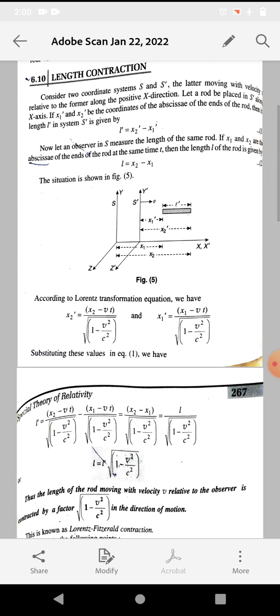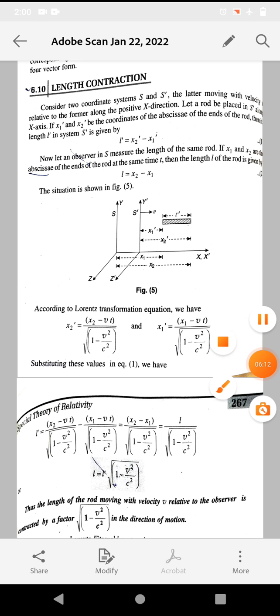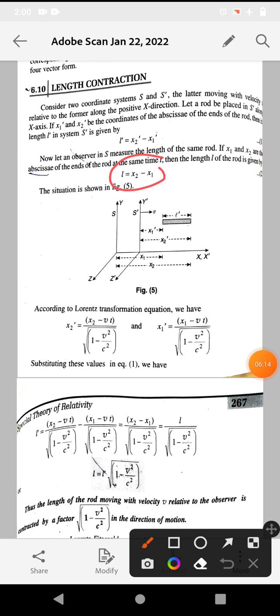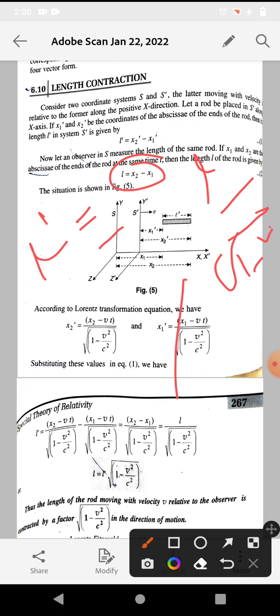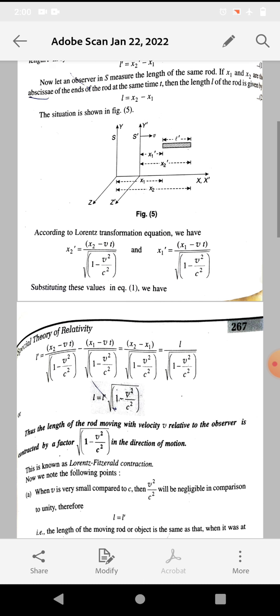What we write, x2 minus x1, is the length of the rod from the S frame. So we write here L, so L dash is equal to L by under root 1 minus v square by c square. This is the equation. And finally L is equal to L dash into under root 1 minus v square by c square.